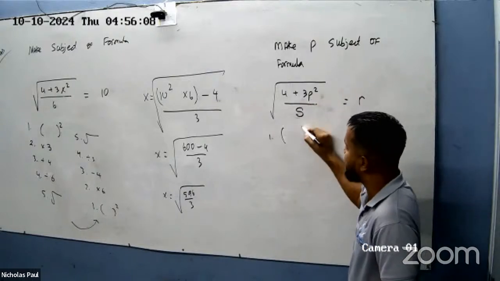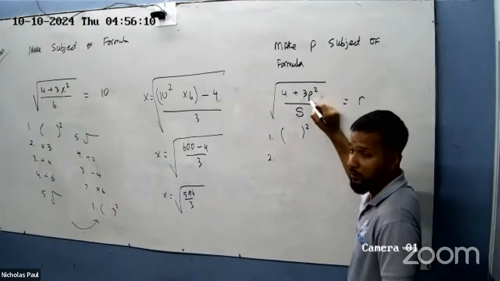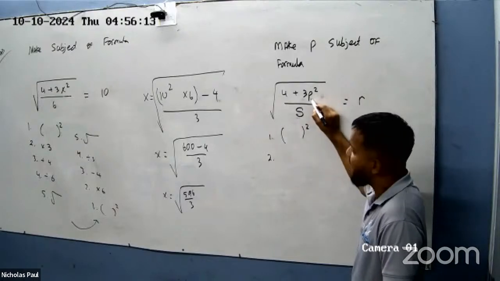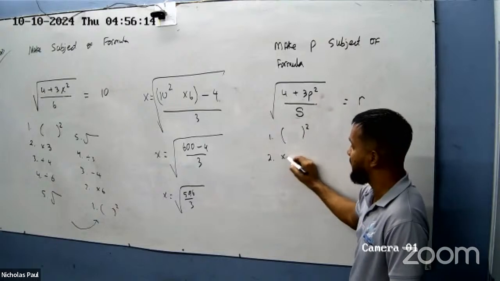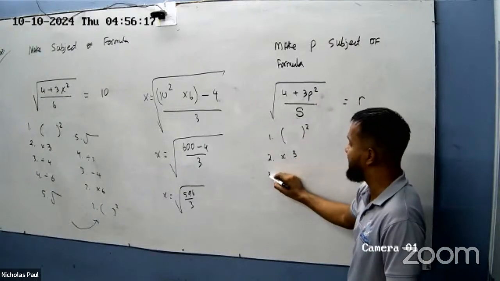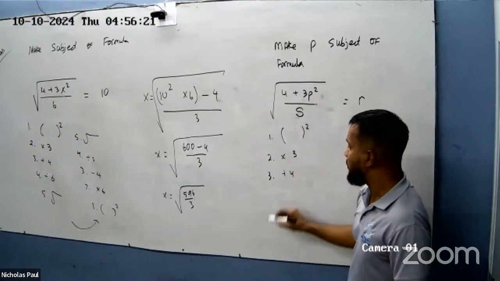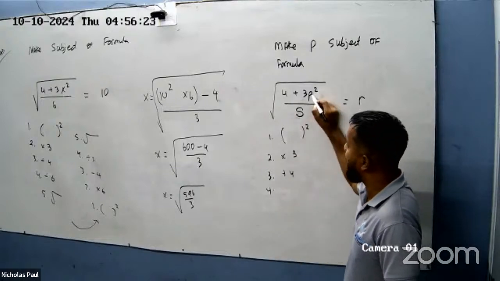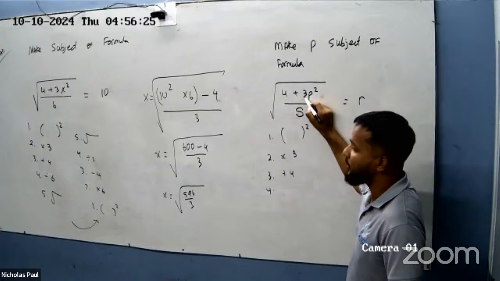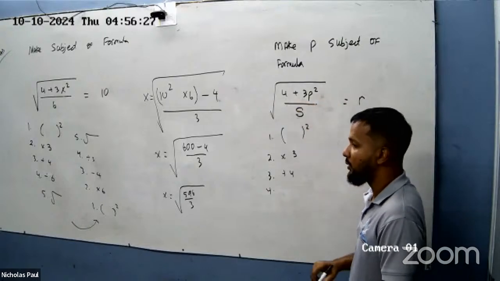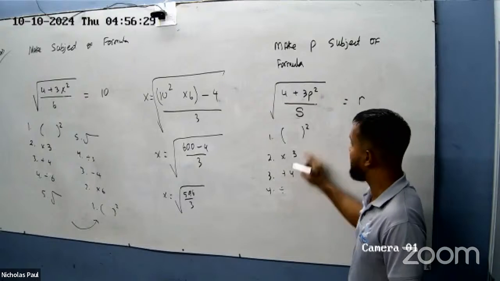Square it, nice. What's the second thing I'm gonna do? Divide, you sure? Multiply by 3. Third thing I'm gonna do. Right? Stop there. Emmanuel, what's the fourth thing I'm gonna do? I square it. I multiply by 3 already and add 4. Divide by, that's S here.